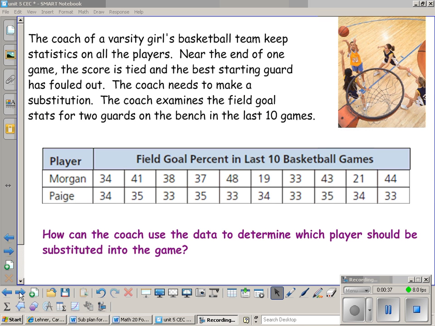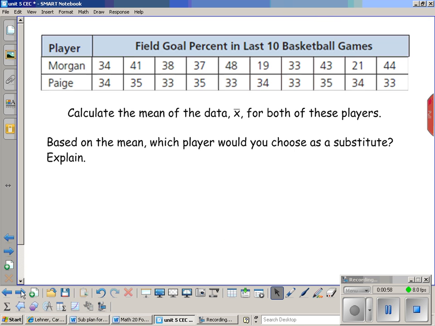So we've got Morgan and Paige, and we've got their field goal percentage in their last 10 basketball games. How could the coach use the data to determine which player should be substituted into the game? So think about what the coach might be looking at with this data. One of the things that people often go to is the mean of the data.